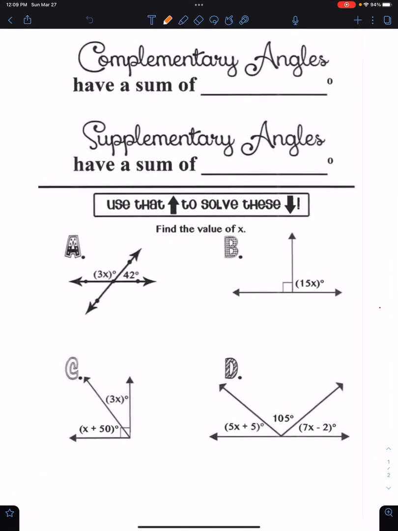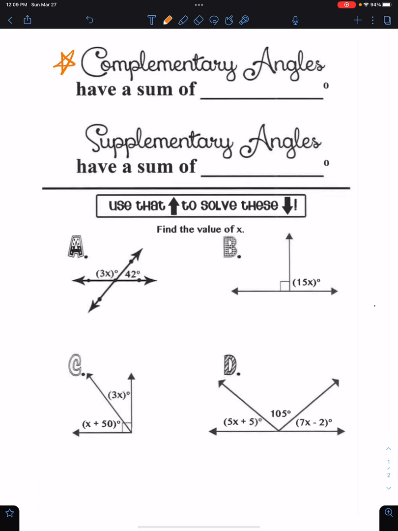Today we're going to talk about two special angle relationships, complementary angles and supplementary angles. Complementary angles have a sum of 90 degrees. You can remember that because you can complement somebody who is right, and a right angle, as we all know, is 90 degrees. Two supplementary angles have a sum of 180 degrees. They make a straight line.